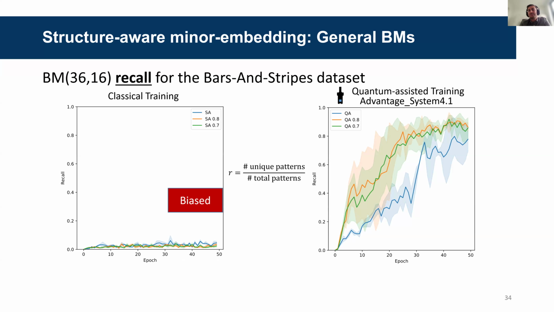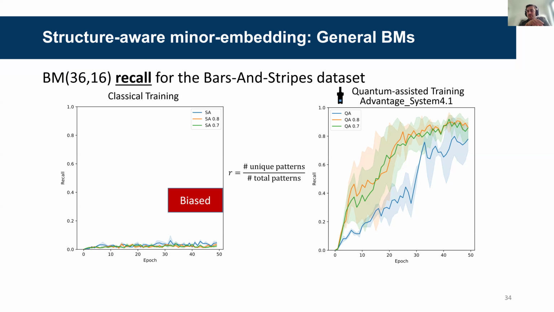First, for the baseline of simulated annealing, we find basically no recall. And this is the symptom that I was talking about for a biased sampler. It's biased to returning the same sample every time. So this is not a good representation of the Boltzmann distribution.